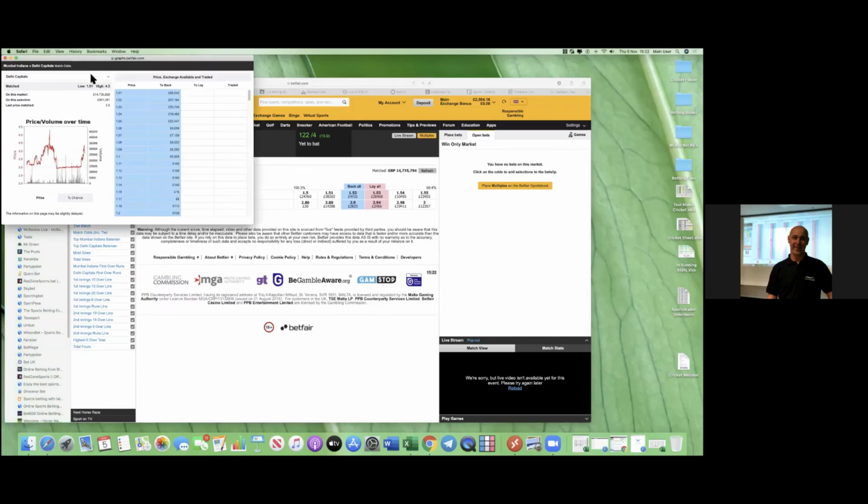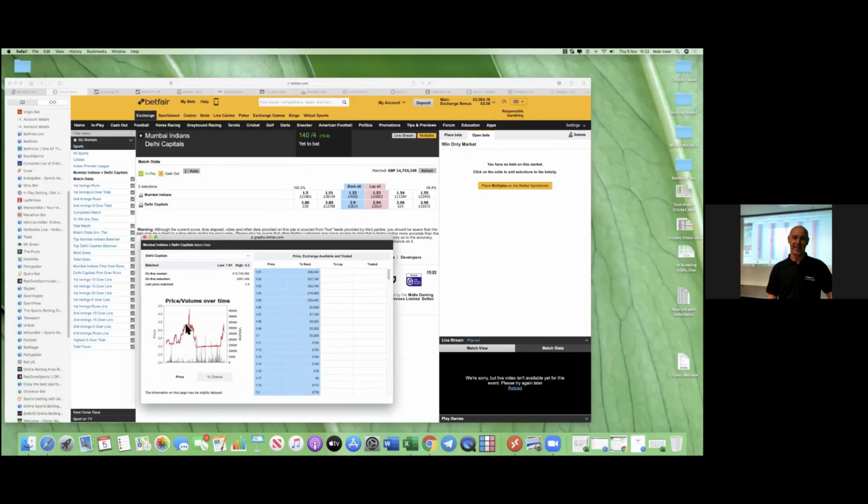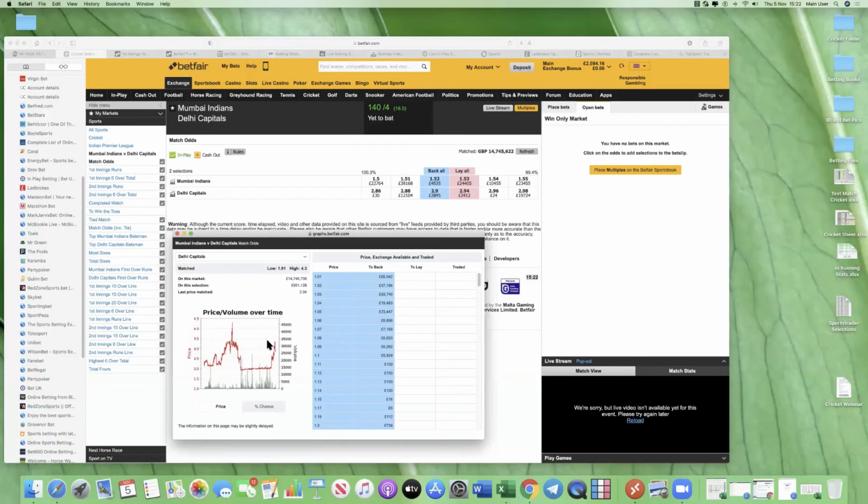You can see it's gone back through that line again. So we always look at that line. You see there where it started just above 2 at the beginning. And then if you drew a line straight across, it's gone right up to 4.4, then back to under 2, and now it's back above. It's just incredible how often it will go through it. And I suspect in the power play, if Delhi start well, it will come back as well.